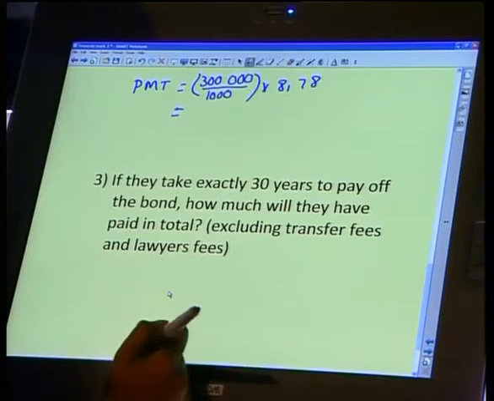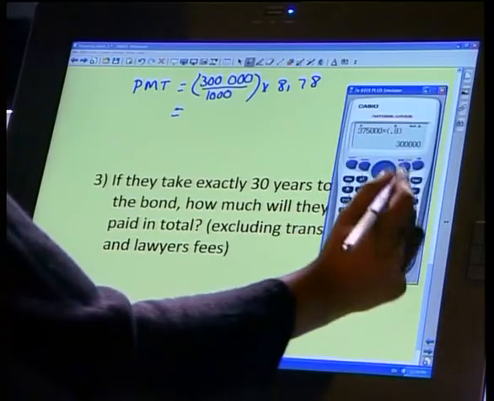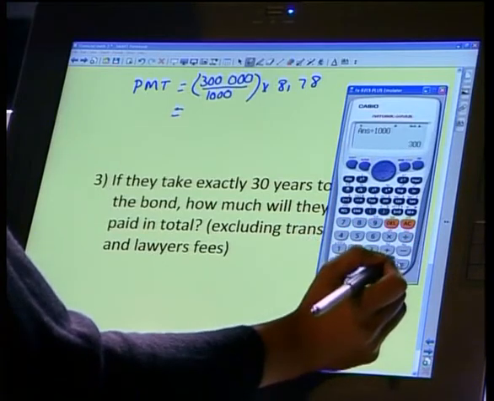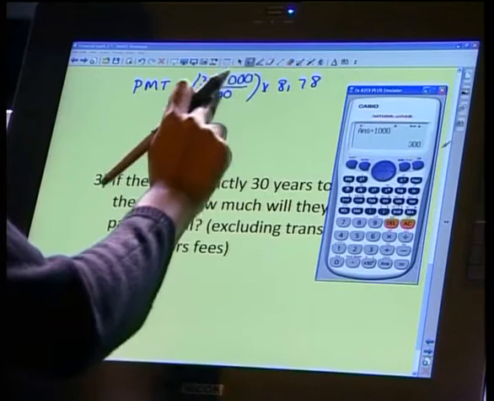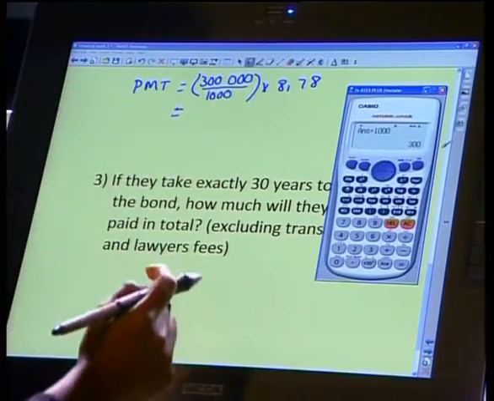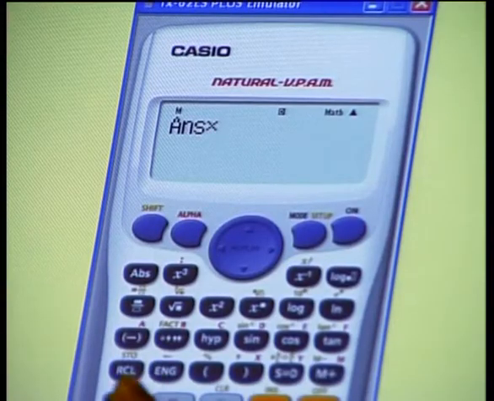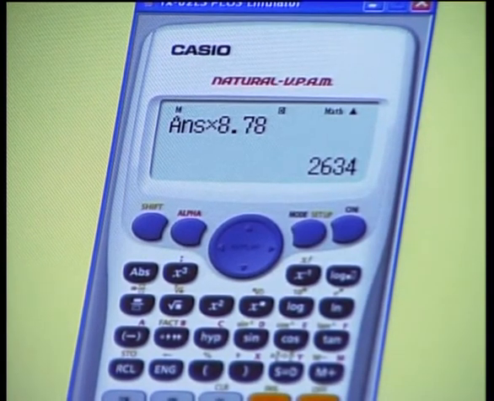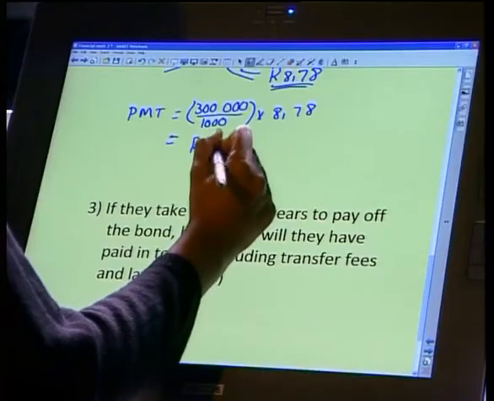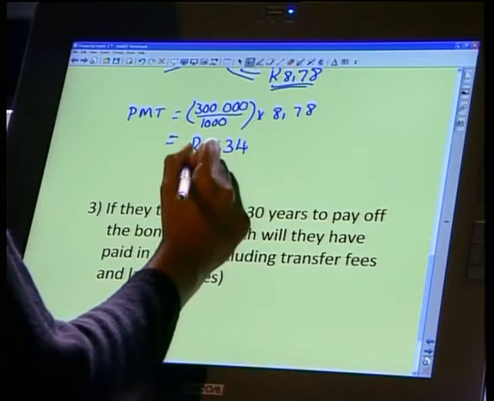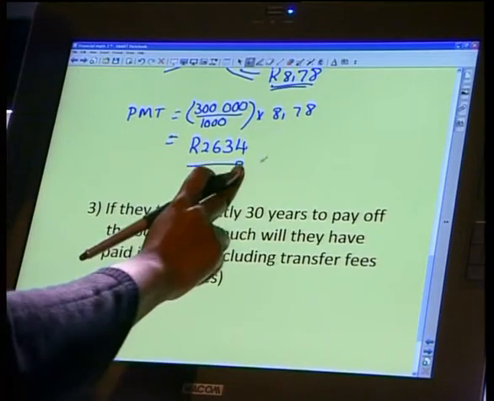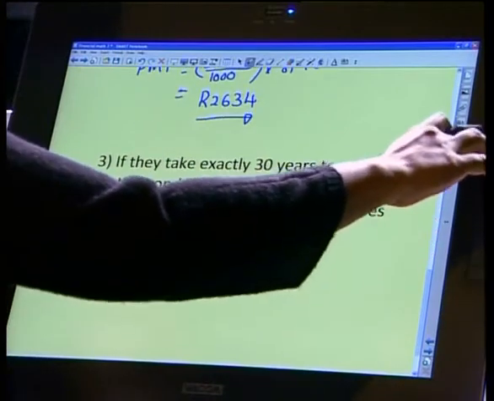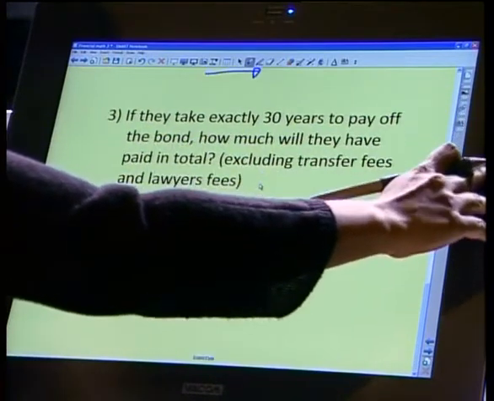So we need to times this then by 8.78 Rand. And let's see how much they will pay. So it's 300,000 divided by 1,000. There's 300 lots of 1,000 Rands in 300,000. We times that by 8.78. And that gives us an answer of 2,634 Rand. So that's going to be the monthly repayment that they're going to have to make back on this home loan every month for the next 30 years.